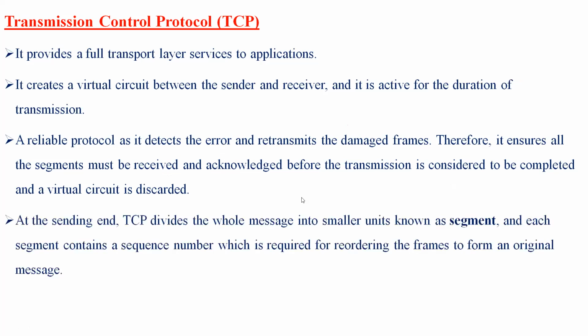At the sending end, TCP divides the whole message into smaller units known as segments. In the case of TCP, we call the packets segments. Each segment will contain a sequence number, and this sequence number is required in order to arrange the frames in order. By using this, we can form the original message.